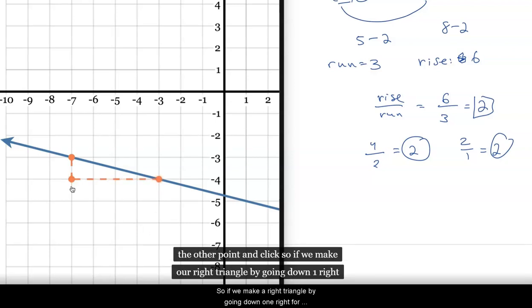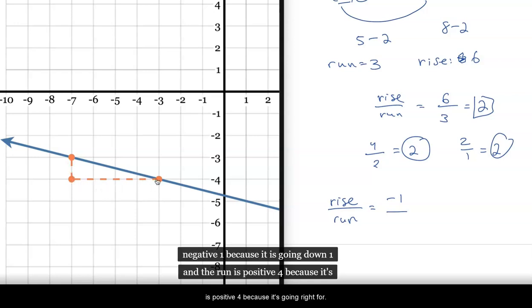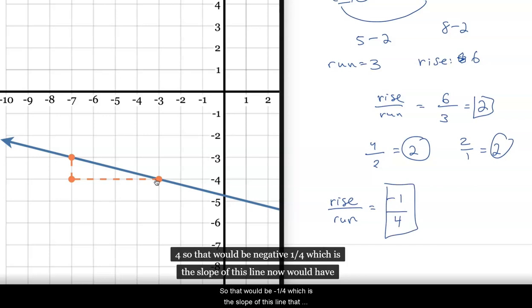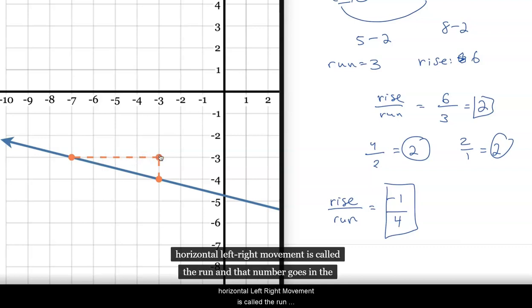So if we make our right triangle by going down 1, right 4, in this case, the rise is negative 1 because it is going down 1. And the run is positive 4 because it's going right 4. So that would be negative 1/4, which is the slope of this line. Now it would have been perfectly fine to start here and do the run first. If you do the run first and then click, do the rise second, we're still going right 4. As long as you understand that the horizontal left-right movement is called the run, and that number goes in the denominator, and whether we go down or up is called the rise, and down 1 should be a rise that is negative, leaving us with a negative slope.